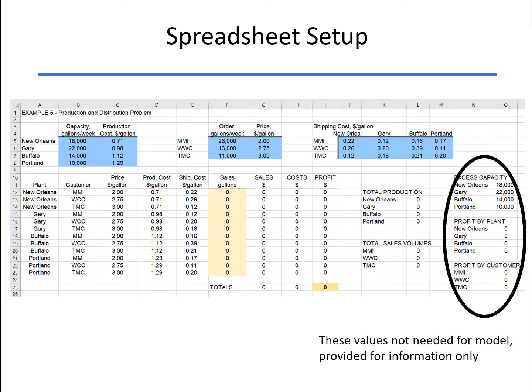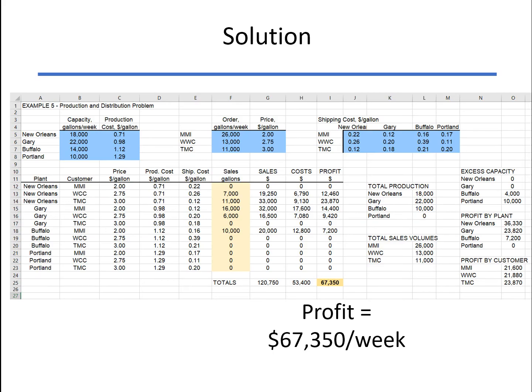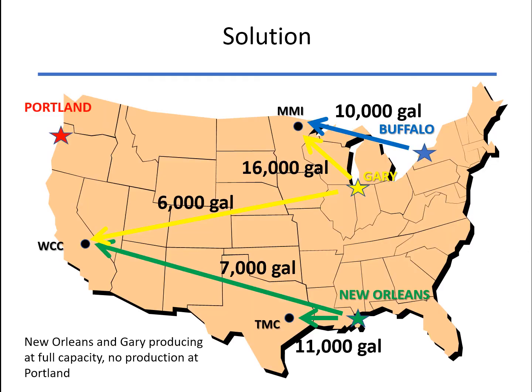So we'll kind of skip through the stuff that we just did. And again, the nice thing about using Solver is you can look at variations without having to start over again. By the way, here is our solution of what gets made and shipped from each location. And again, no production at Portland because of its high costs, and New Orleans and Gary producing at full capacity.